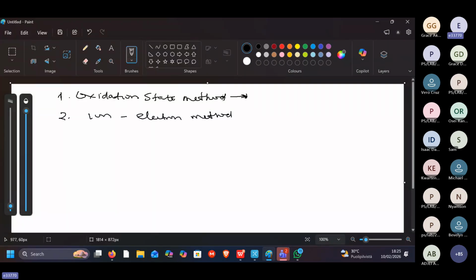Now the ion electron method means you are going to be introducing ions such as H plus and OH minus, and they need to be balanced with electrons. So that's the ion electron method. Again, when we meet physically, you can see how we do that.